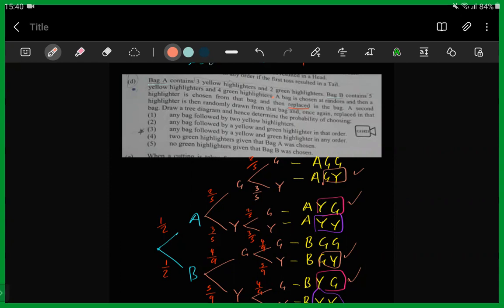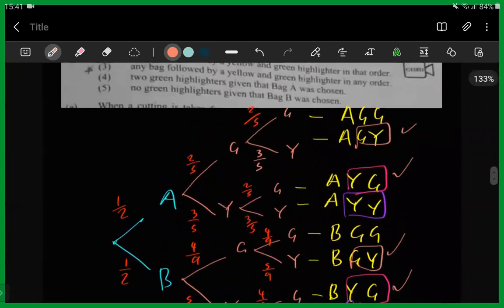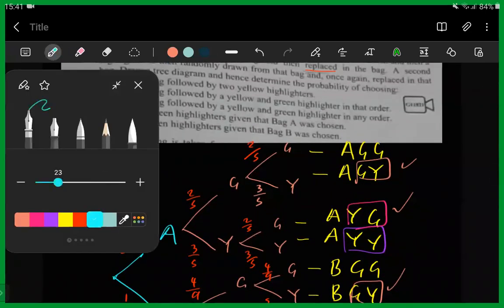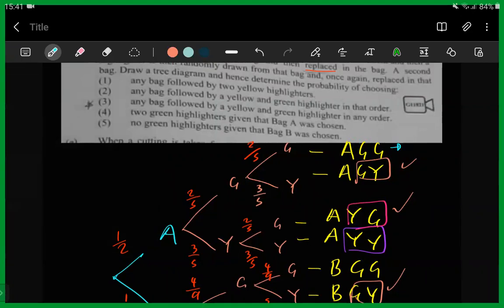The next thing that we need to do here is question number 4, right? So question number 4 says the following: two green highlighters. What is the probability that you get two green highlighters given that big A was chosen? So we want A with two green highlighters. There's only one scenario where that happens, which is the one at the top here. It's Big A, AGG, which is going to be this times this times that. So it's going to be a half times 2 over 5 squared.